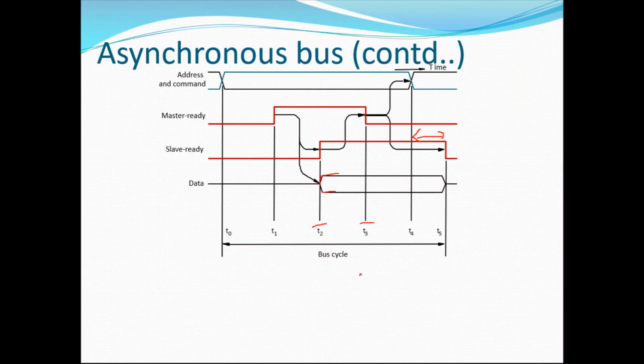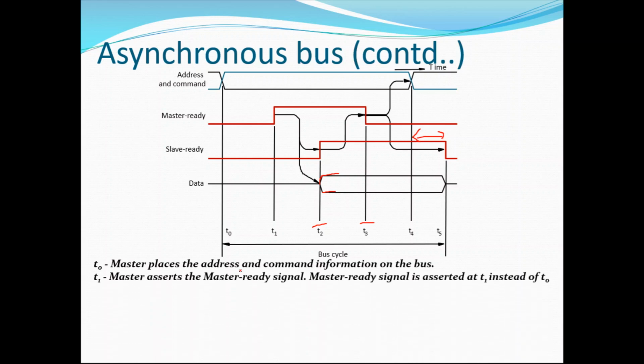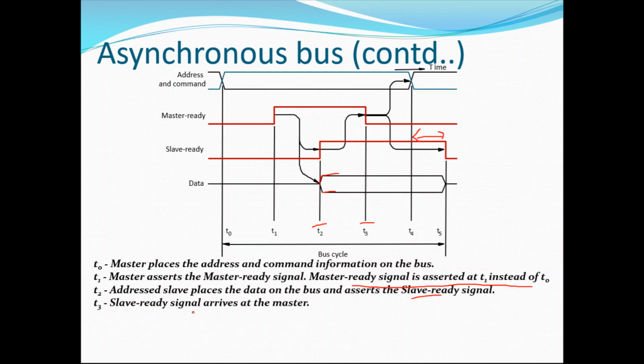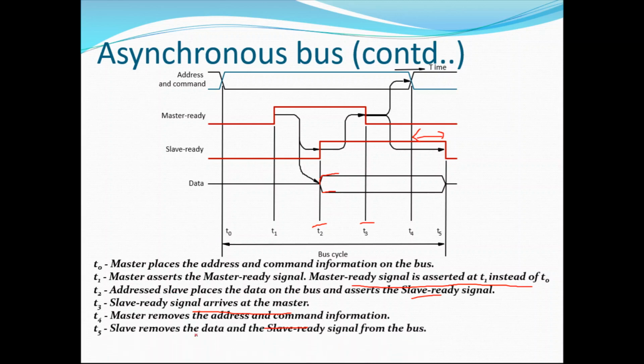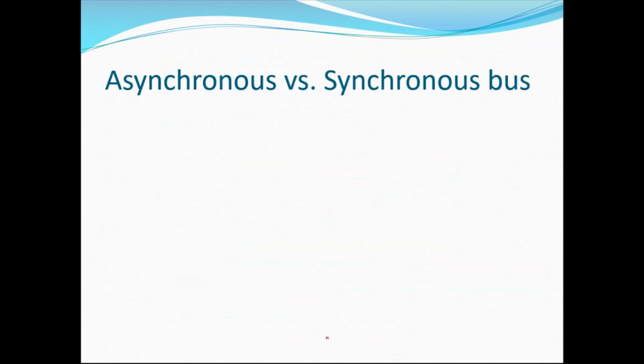So this is how an asynchronous bus works. At T naught, the master places the address and the command information. The master asserts the master ready signal at T1 instead of T naught, for the reason we discussed. The addressed slave places the data on the bus and asserts the slave ready signal at T2. At T3, the master receives the slave ready signal. At T4, the master removes the address and the command information. At T5, the slave removes the data and the slave ready signal from the bus.